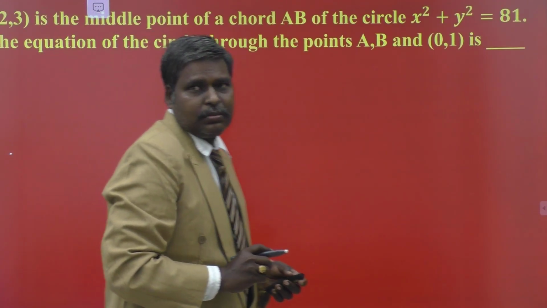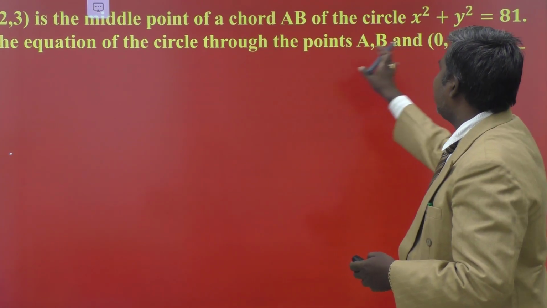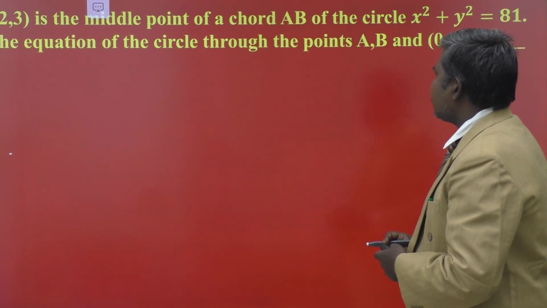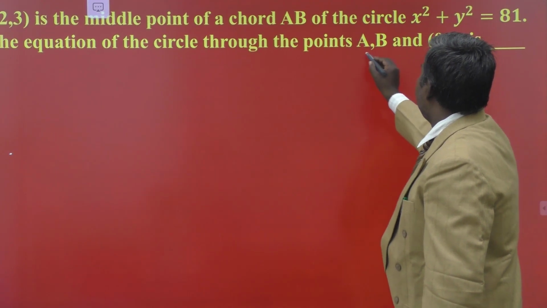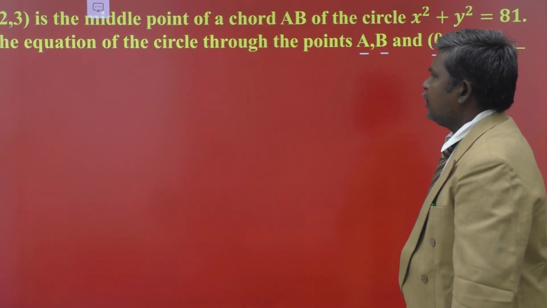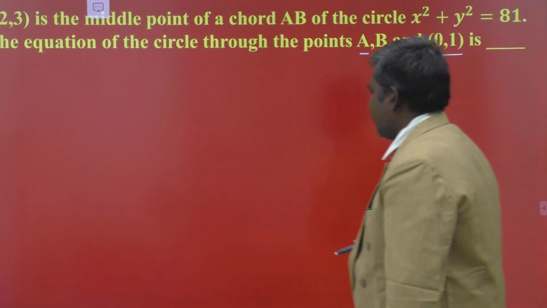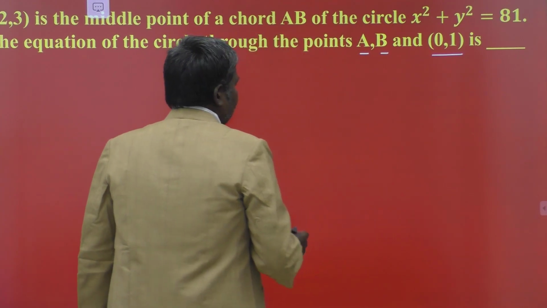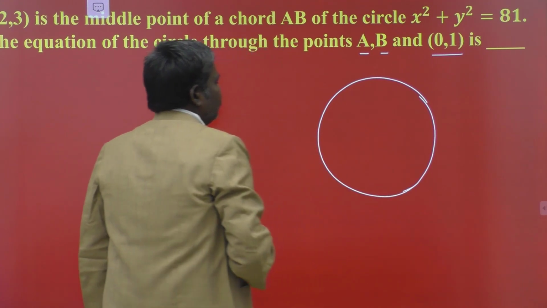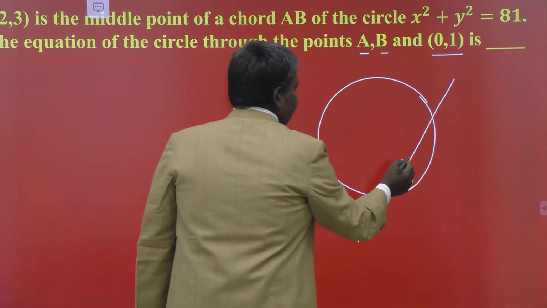See, this is the question. (-2, 3) is the midpoint of chord AB of the circle x square plus y square equal to 81. The equation of the circle passing through points A, B and another point (0, 1) is what? This is the question. What is (-2, 3)? The midpoint of chord AB of the circle x square plus y square equals 81. So this is the circle, x square plus y square equals 81, and this is one of the chords whose midpoint is (-2, 3).